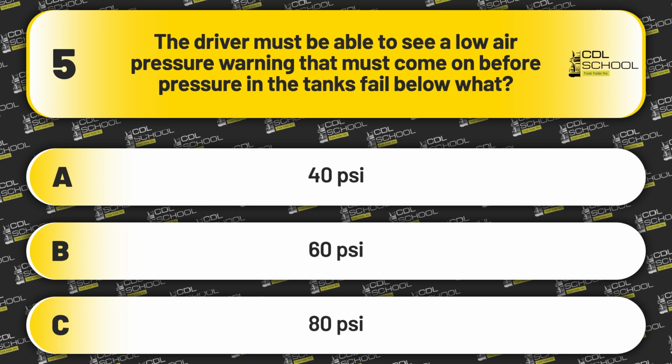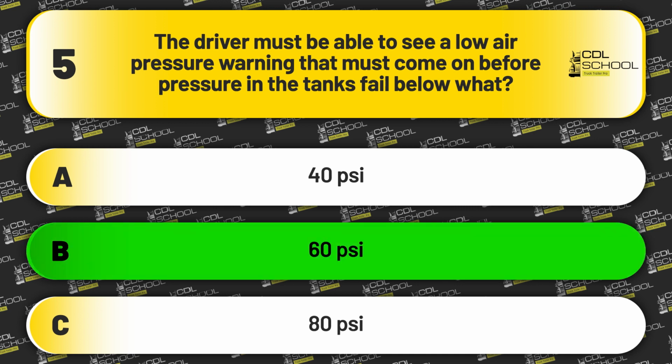The driver must be able to see a low air pressure warning that comes on before pressure in the tanks falls below what? A. 40 psi, B. 60 psi, C. 80 psi. The correct answer is, the driver must be able to see a low pressure warning that must come on before pressure in the tanks falls below 60 psi. The correct answer is B.